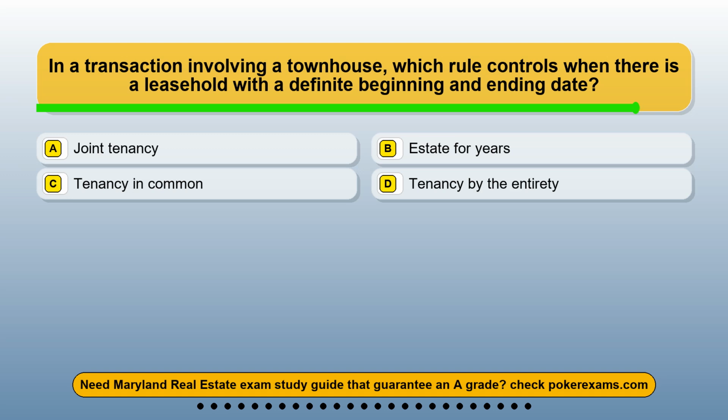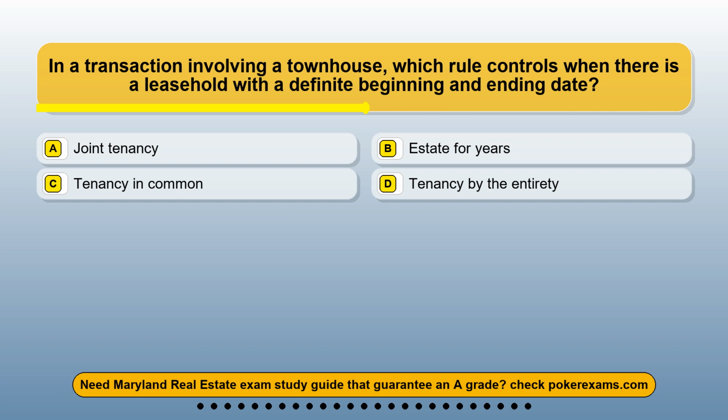Question 19. In a transaction involving a townhouse, which rule controls when there is a leasehold with a definite beginning and ending date? Option A, joint tenancy. Option B, estate for years. Option C, tenancy in common. Option D, tenancy by the entirety.